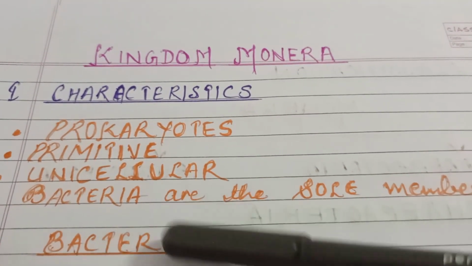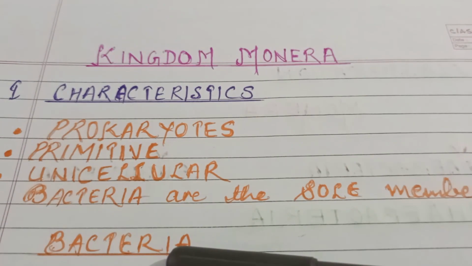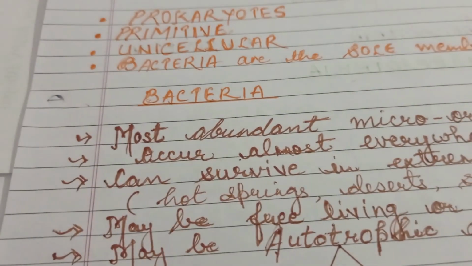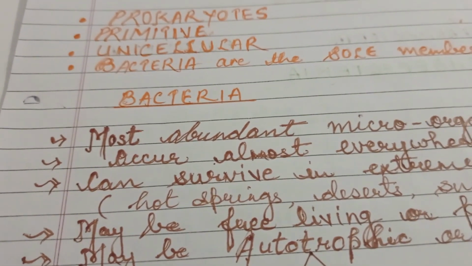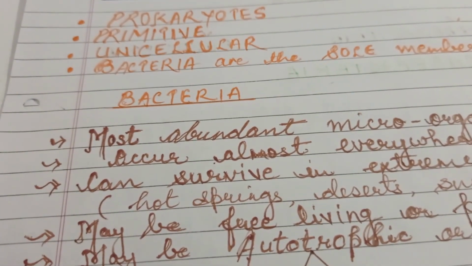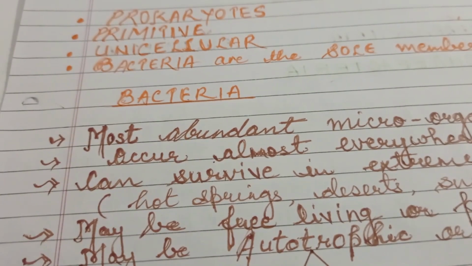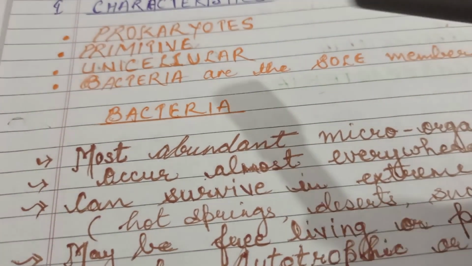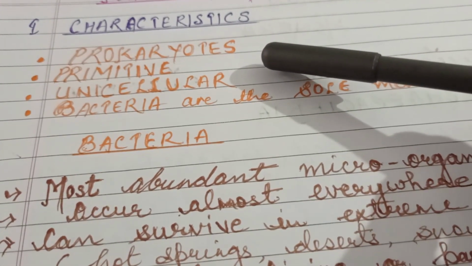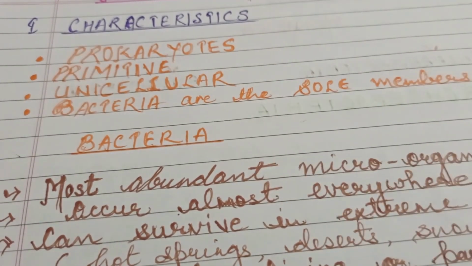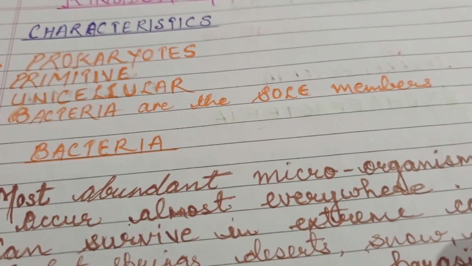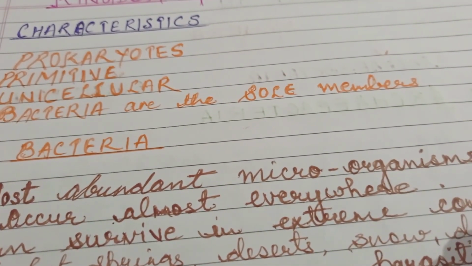As bacteria are the sole members, we have to study about the bacteria. Now, what are the characteristics of bacteria? The first thing you can understand is that bacteria are microscopic in nature. As you have studied above, they are unicellular. Primitive means very simple, very minute. They are microorganisms.